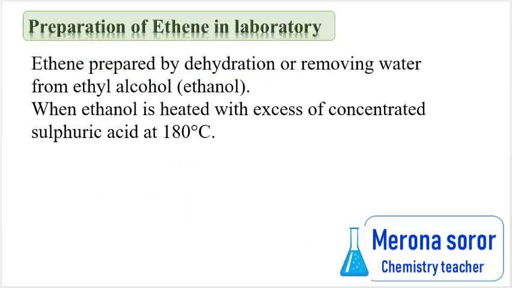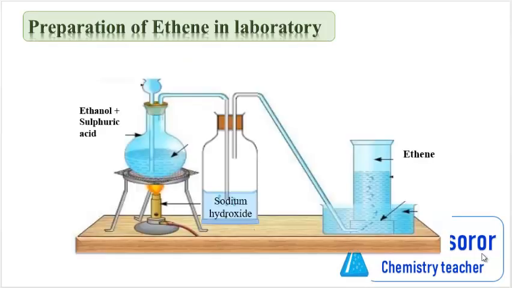Preparation of ethene in laboratory. Ethene is prepared by dehydration, or removing water, from ethyl alcohol or ethanol, when ethanol is heated with excess concentrated sulfuric acid at 180 degrees Celsius. The flask that contains ethanol and sulfuric acid is heated up to 180 degrees Celsius. When the ethene gas evolves, it passes through sodium hydroxide to remove the fumes of sulfuric acid and is collected by downward displacement of water because it is nonpolar and does not dissolve in water.